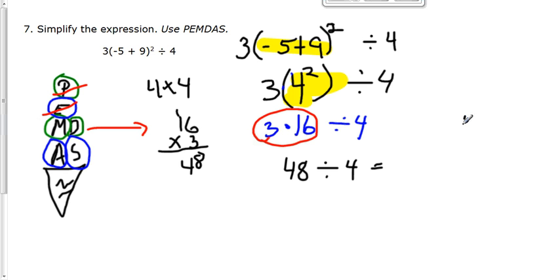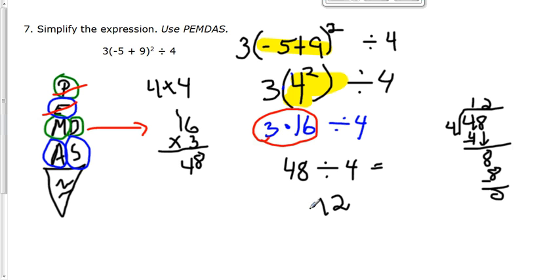If you need to set it up so you can see it, set it up. 48 divided by 4. 4 goes into 4 one time. Bring the 8 down. 4 goes into 8 twice. And nothing left over. So my final answer is 12. So the answer to number 7 is 12.